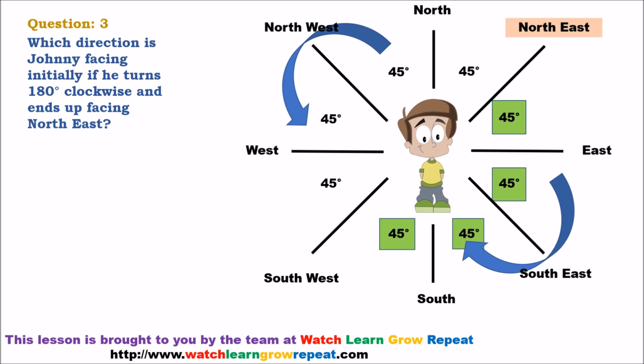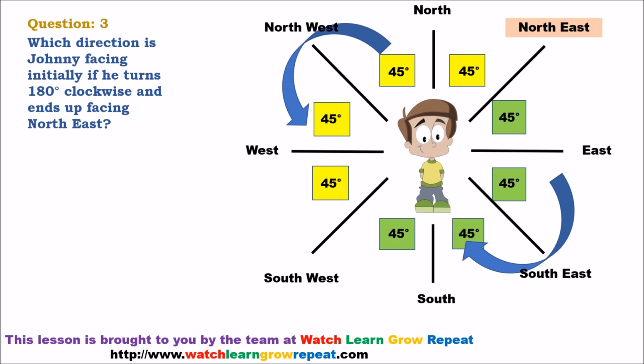Now if you were to do the same thing counterclockwise, if you go from northeast 45 degrees counterclockwise, you'll end up at north, then an additional 45 degrees, a total of 90, will get you to northwest, then another 45 degrees, which is 135, will get you to west, and then another 45 will get you a total of 180 degrees, which will get you to southwest.